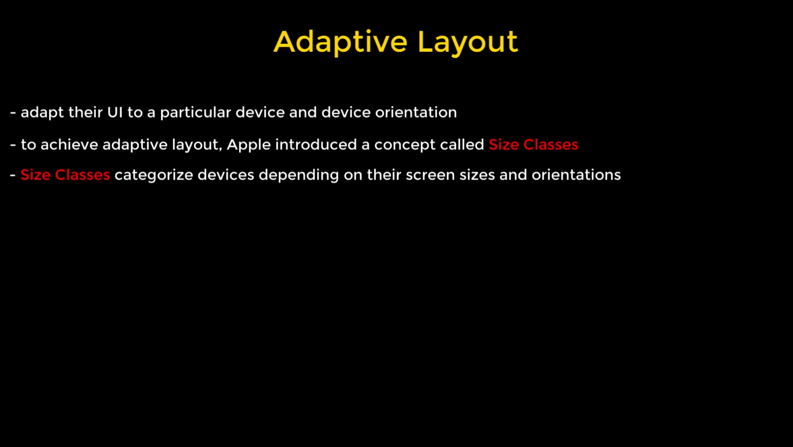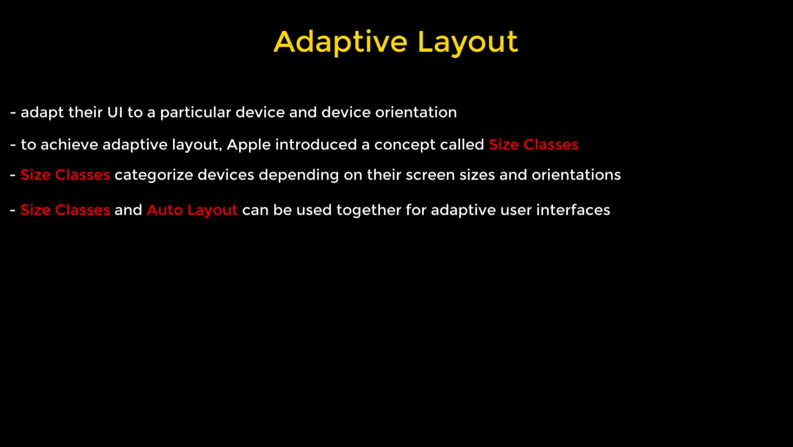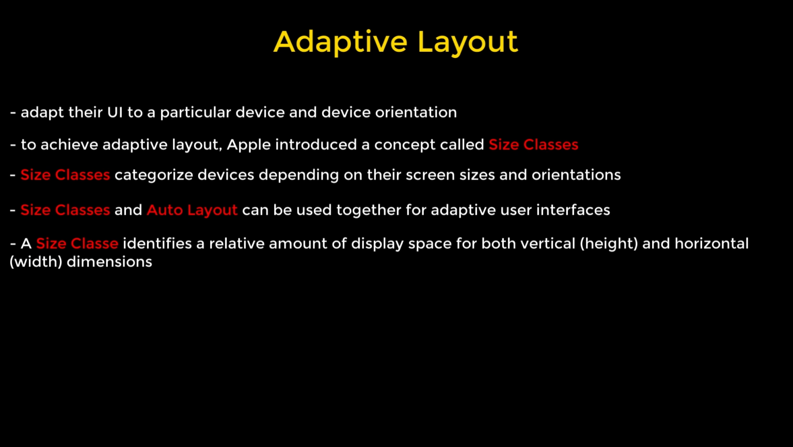Size classes are an abstraction of how a device is categorized depending on its screen size and orientation. You can use both size classes and auto layout together to design adaptive user interfaces. A size class identifies a relative amount of display space for both vertical and horizontal dimensions. There are two types of size classes, regular and compact.